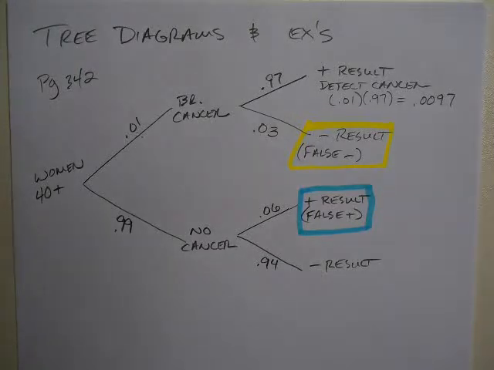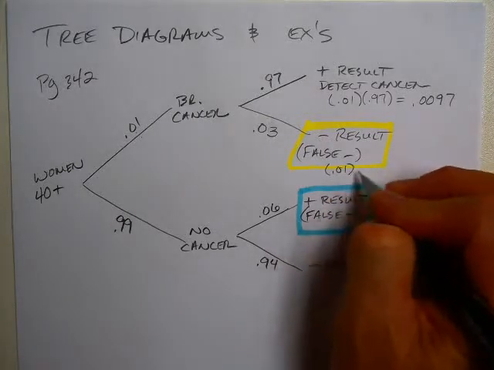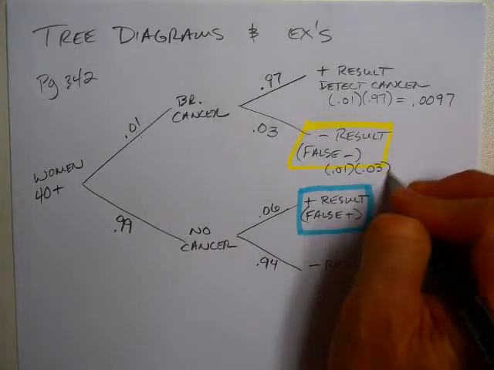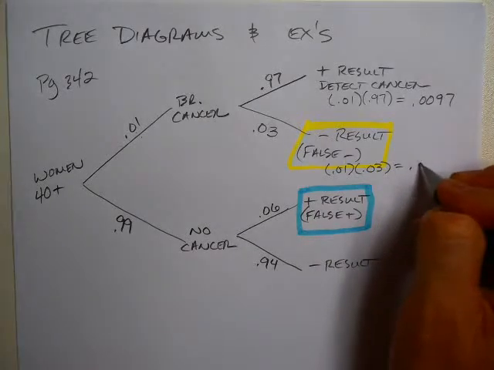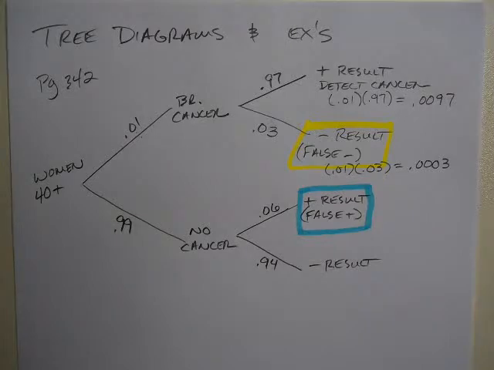This one's going to be 0.01 times 0.03, which is going to translate into 3 women in 10,000 are going to walk out of their doctor's office thinking that they're scot-free when they're not. That's an unfortunate reality of medicine. Okay.